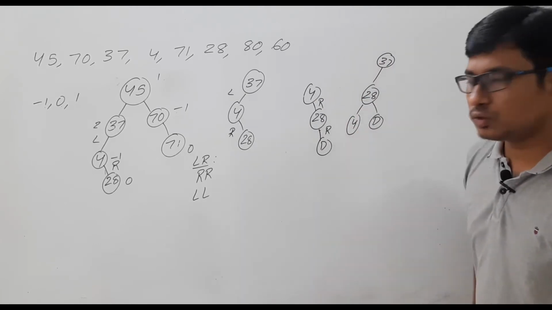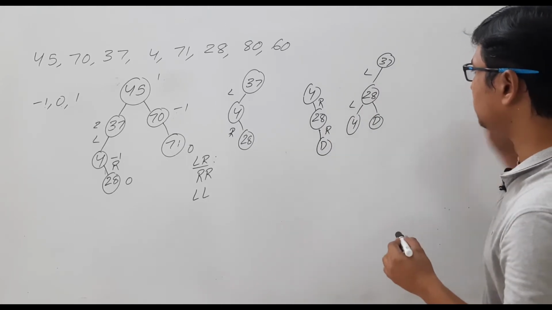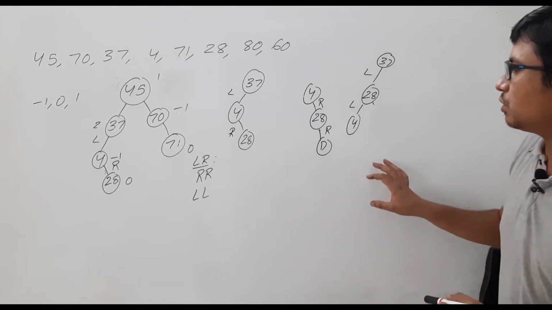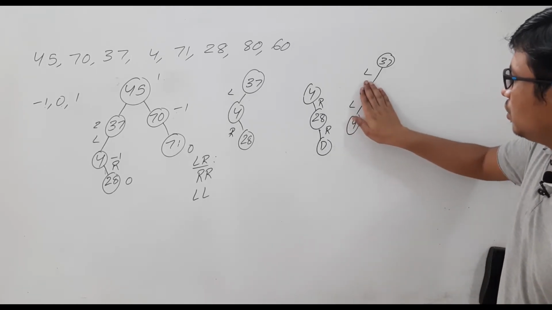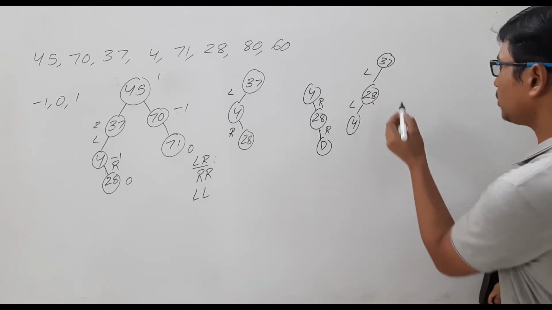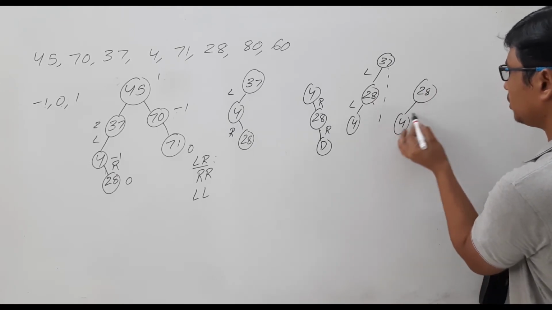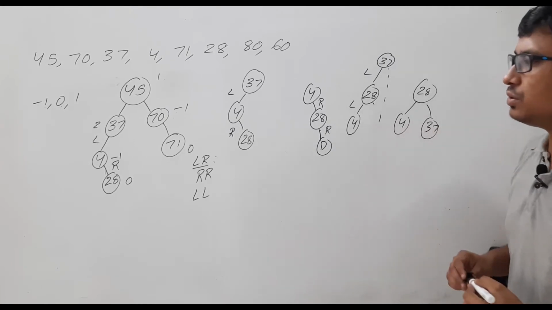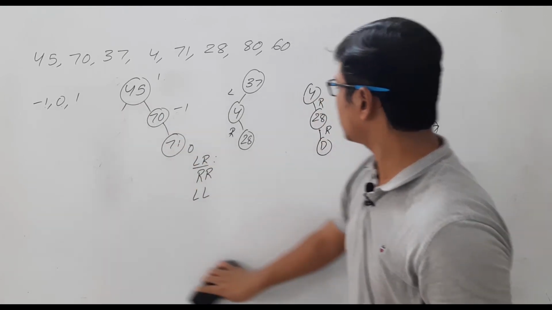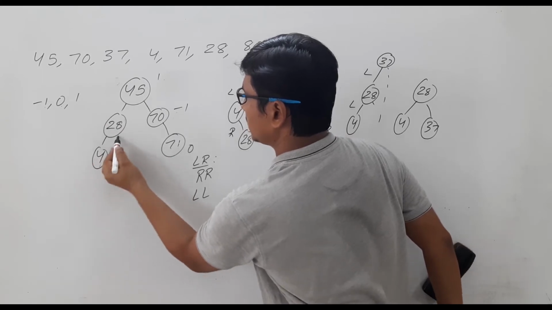Now what rotation you need to perform? LL rotation. So the need for this dummy element is completed. So you can erase this one and then you need to perform LL rotation. How you will perform LL rotation? You will hold this 28 and this 37 you need to rotate towards the right side. If you rotate it, it will come here. So it will be 28, 4, 37. So you will erase this one. After performing the rotation, you got it as 28, 4, 37.